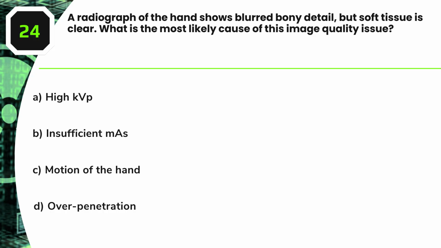Question 24. A radiograph of the hand shows blurred bony detail, but soft tissue is clear. What is the most likely cause of this image quality issue? A. High kVp. B. Insufficient mAs. C. Motion of the hand. D. Overpenetration.